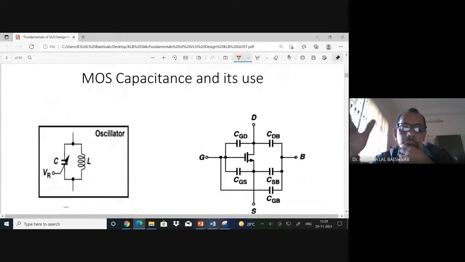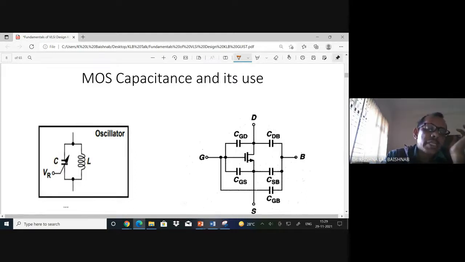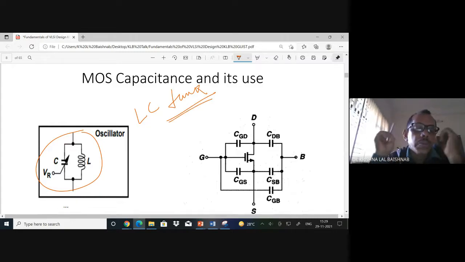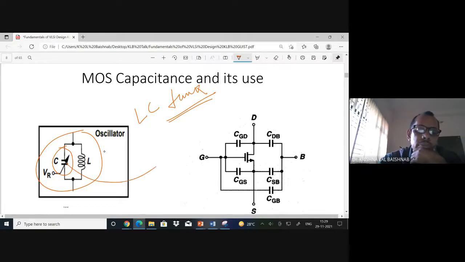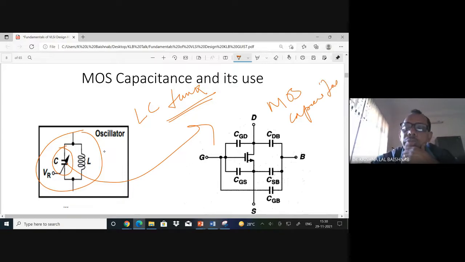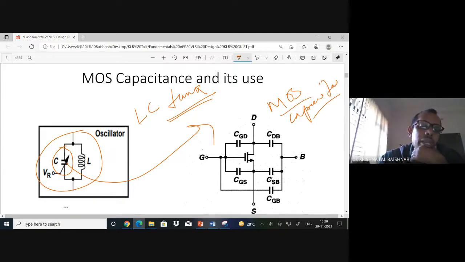Now you see another example. I am giving a very important example. For any application, the LC tank is very important. We call it the LC tank, and the resonant frequency is very important. Now, to realize the capacitance, we basically use a MOS. We must know that this is a variable capacitance. How can I change it? We call it MOS capacitance.